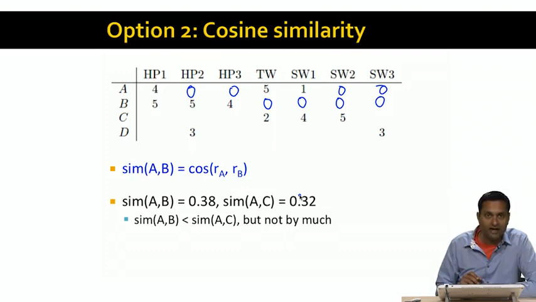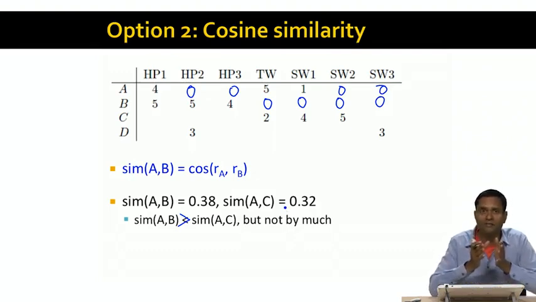Notice that this captures the fact that the similarity of AB is greater than the similarity of AC, as we wanted. But it's not by much. The similarities are very close to each other. It just so happens that the similarity of AB is marginally greater than the similarity of AC. This still doesn't seem to capture that A and B are much more similar to each other than A and C are.